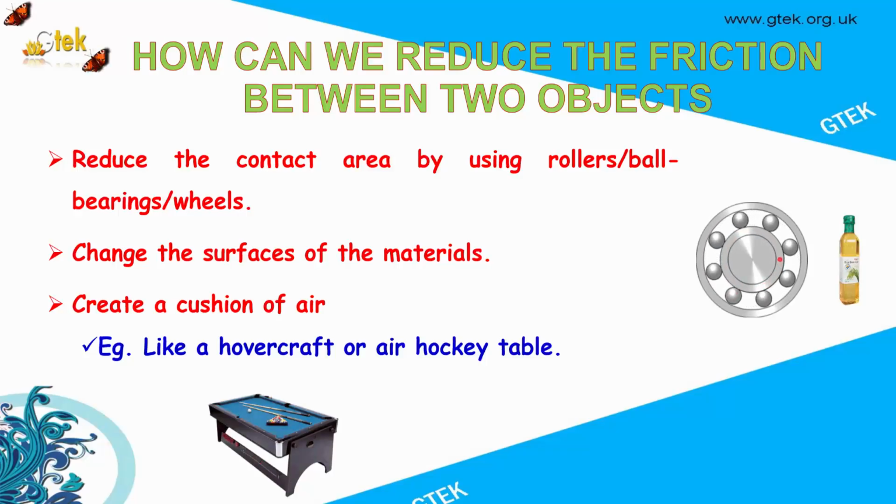And also by changing the surface of the material we can reduce the friction between two objects. And also by creating a cushion of air, for example like a hovercraft or an air hockey table, which is one such example of creating a cushion of air and reducing the friction between two objects.